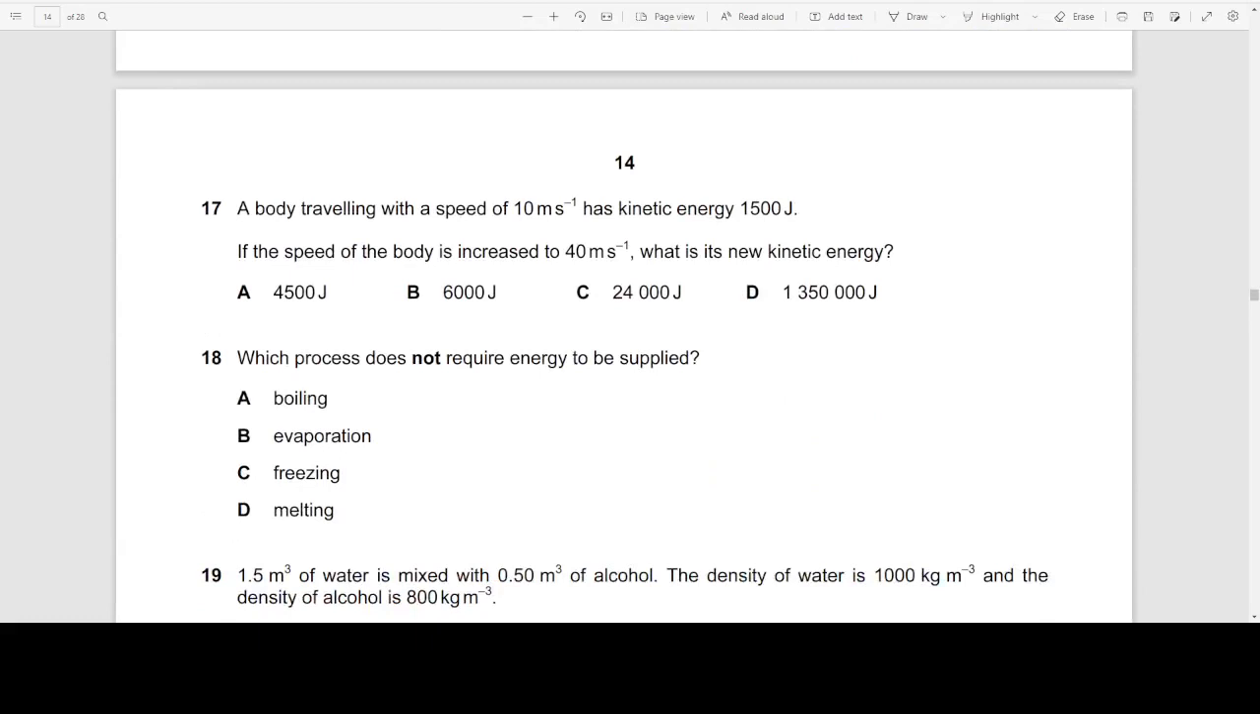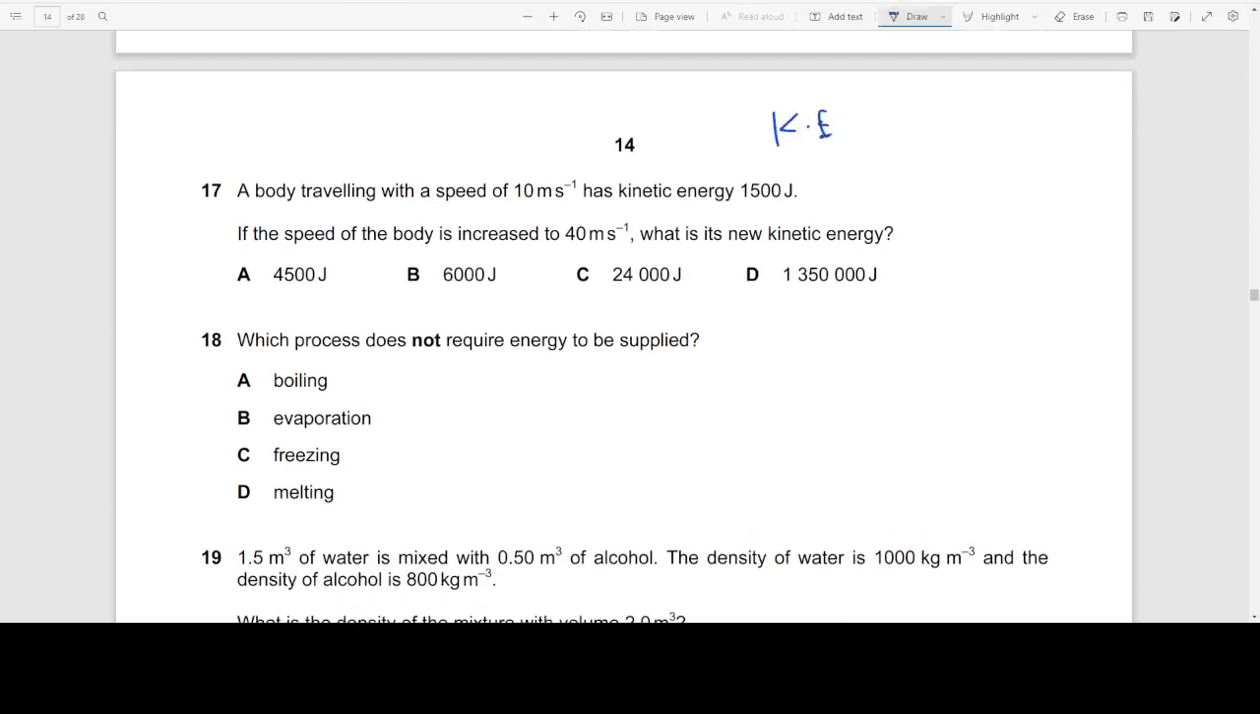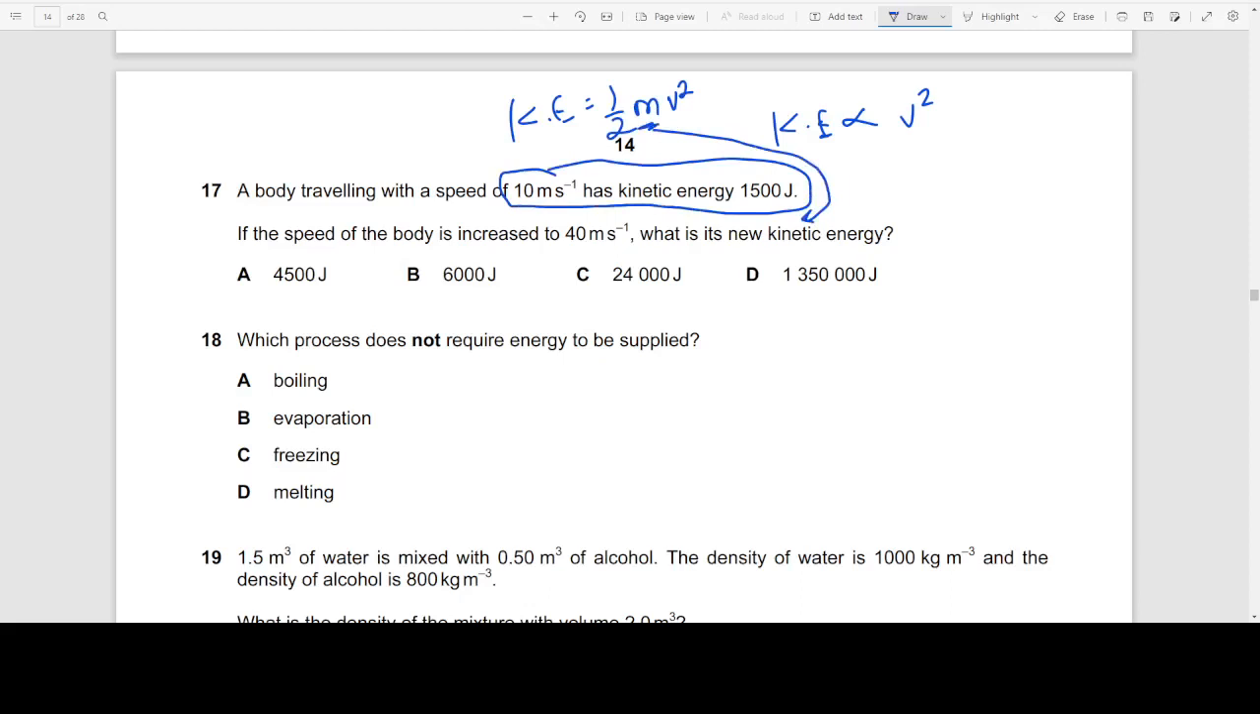A body traveling with a speed of 10 meters per second has kinetic energy 1500 joules. If the speed of the body is increased to 40 meters per second, what is its new kinetic energy? Alright, so we know that kinetic energy is directly proportional to v square, because kinetic energy is half mv square. So there are two ways to do this question. We can either use the first part of the question to find mass, then use this mass to find kinetic energy in the second part using this velocity, or you can just directly use proportionality.